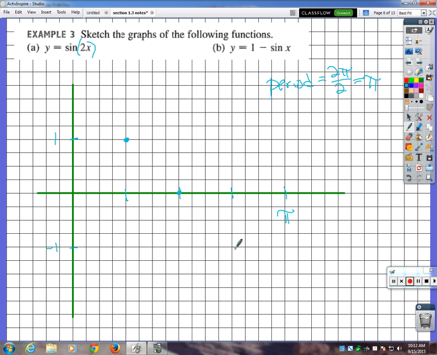So that's coming out here. So the minus does what? Flips it. And then it's really a plus 1, so that moves it up 1. Don't use that big one.